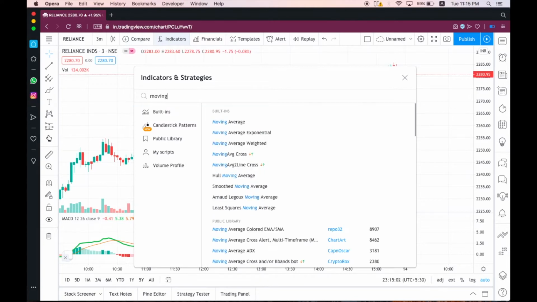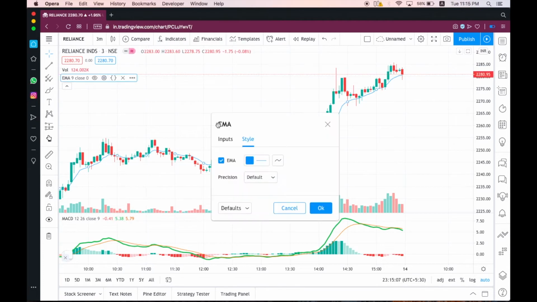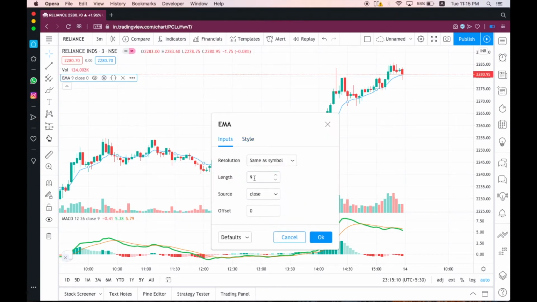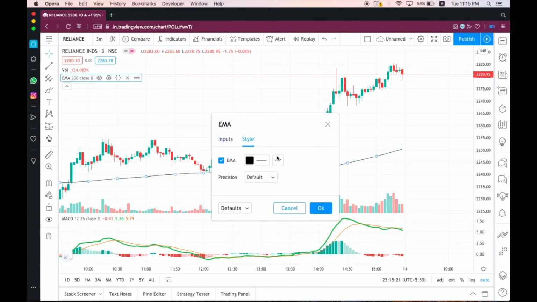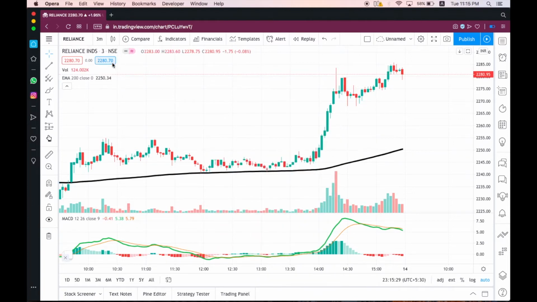In the TradingView chart, add Moving Average Exponential. Click on the settings and in the inputs edit the length to 200. If you want, you may follow my style exactly and make it the thickest black line, because this 200 EMA line is the trend confirmation indicator.